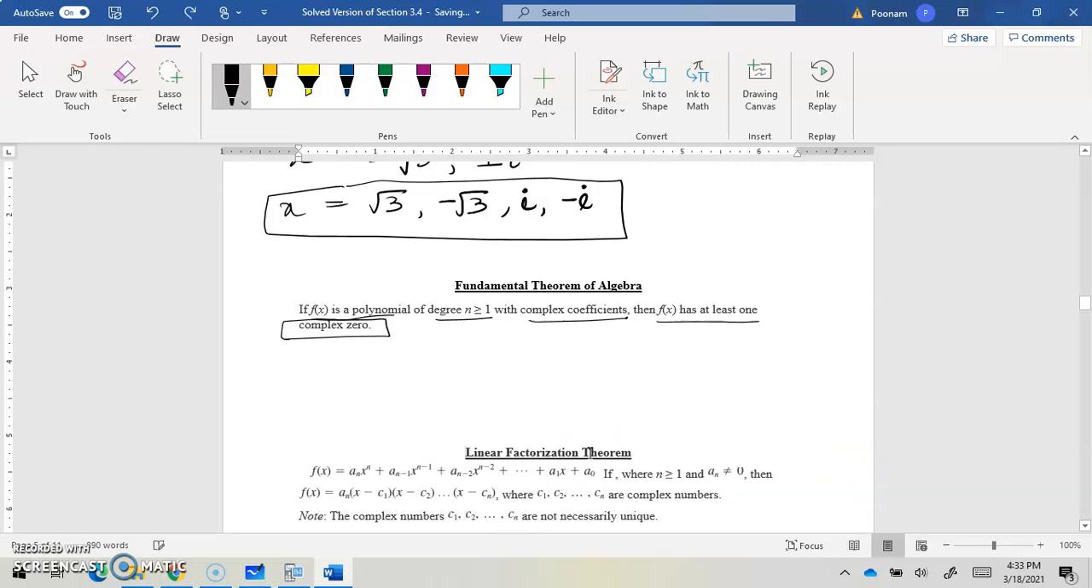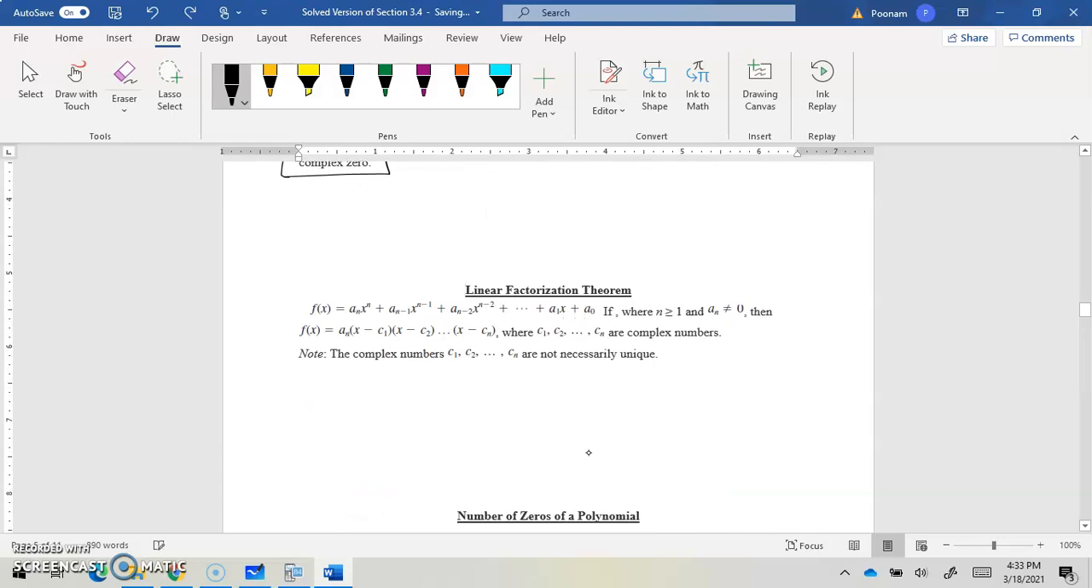Then we have the linear factorization theorem, which states that if f of x is a polynomial which looks like this, the degree of the function is more than or equal to 1 and the leading coefficient is non-zero, then it can be written as a_n, which is the leading coefficient, times x minus c1 times x minus c2 and so on up to x minus cn, where c1, c2, up to cn are complex numbers. They will be zeros of the function.